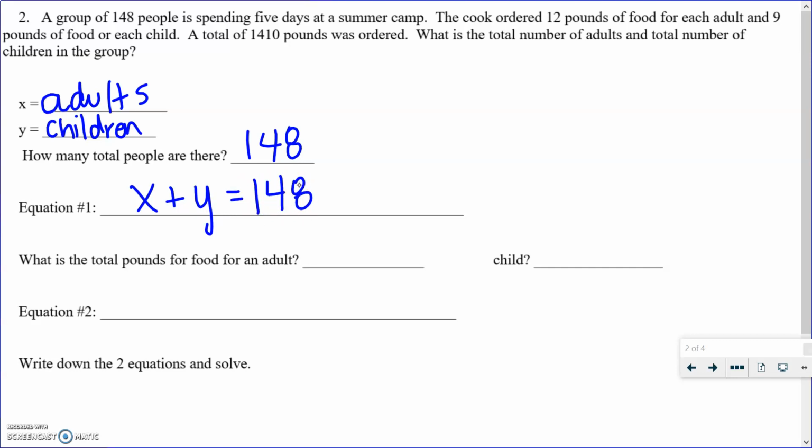And then it tells us there is 12 pounds of food for each adult and 9 pounds of food for each child, and that there's a total of 1,410. I'm going to just write this. It doesn't ask this, but that's the total, okay? So all the amounts that have pounds, I know that the 12, the 9, and the 1,410 all go in the same equation because they all have the word pounds in them.